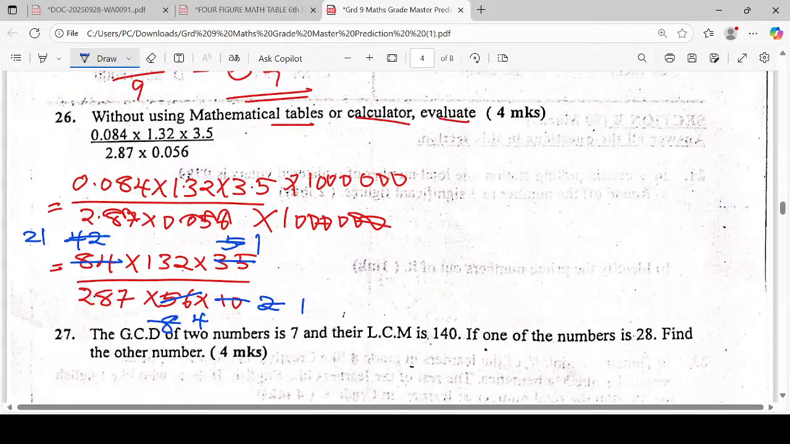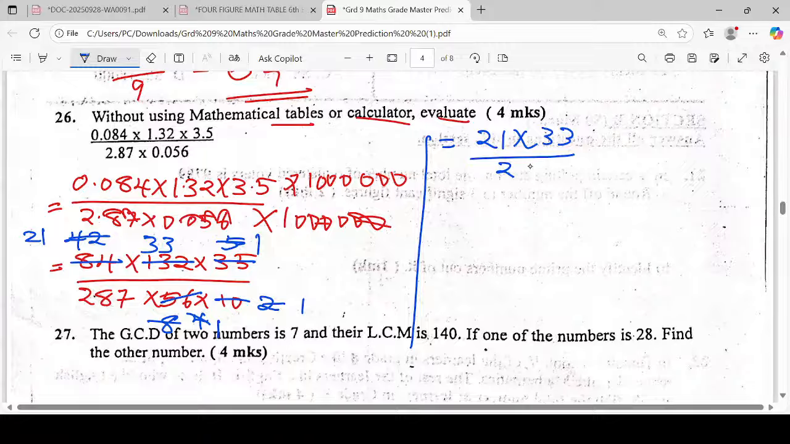Learners, 4 into 4 is once. 4 into 132 is 33 times. Here you need to incorporate a lot of concepts. So I'm now having 21 times 33 in the numerator being divided by the denominator. What am I left with? I'm left with the 287.